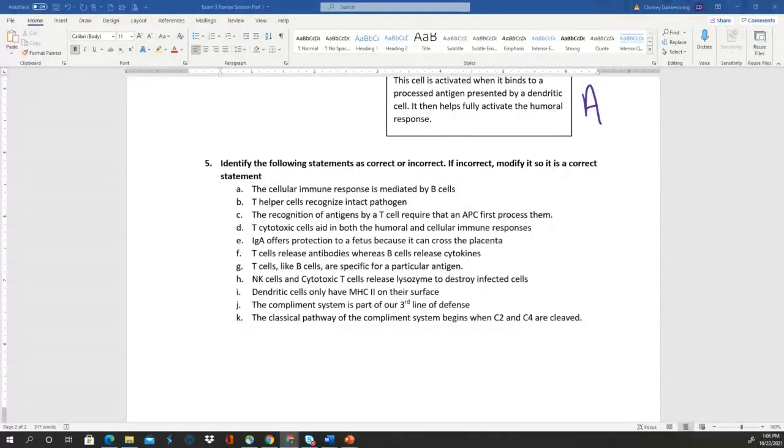All right, so we are going to go over statements A through K and identify them as true or false. And if they're false, we are going to edit them so that they become true.